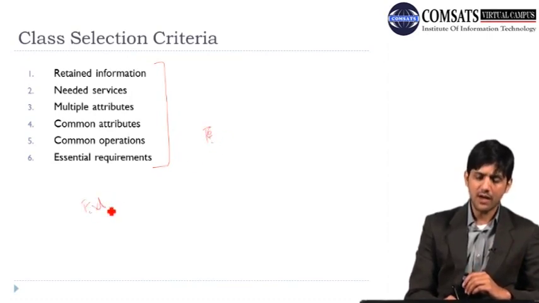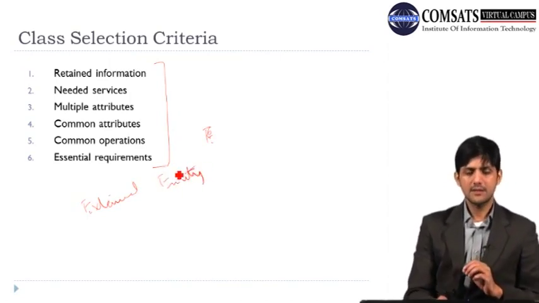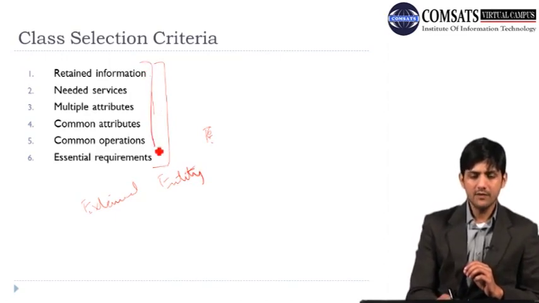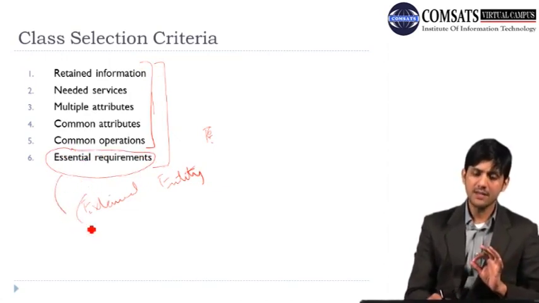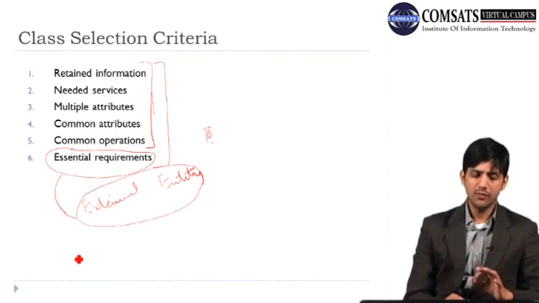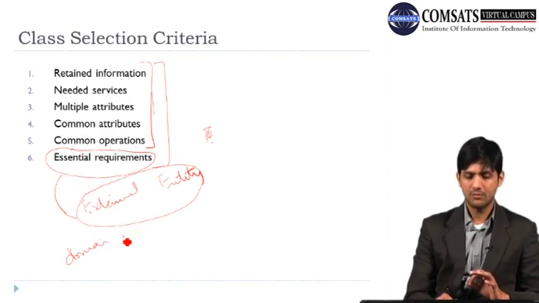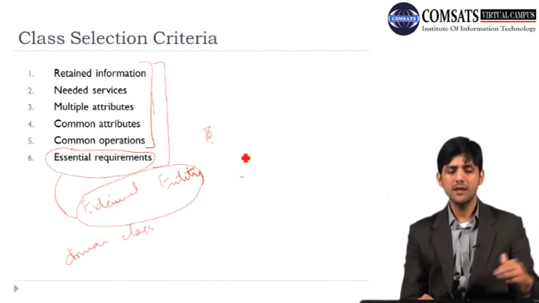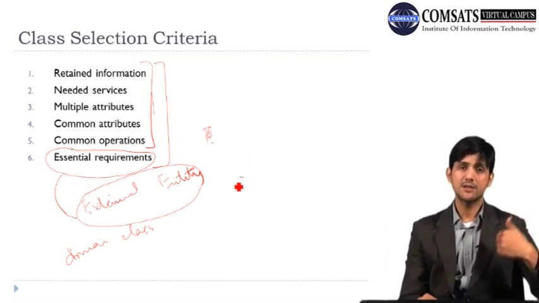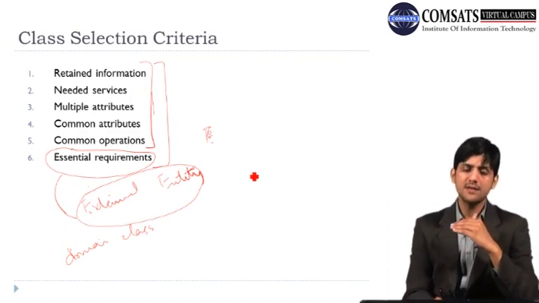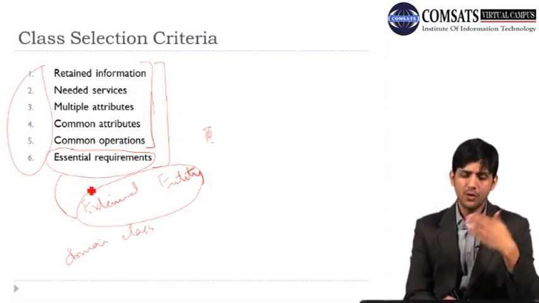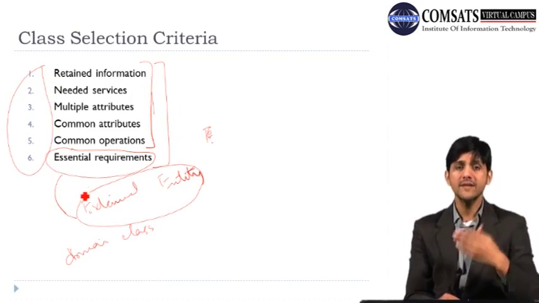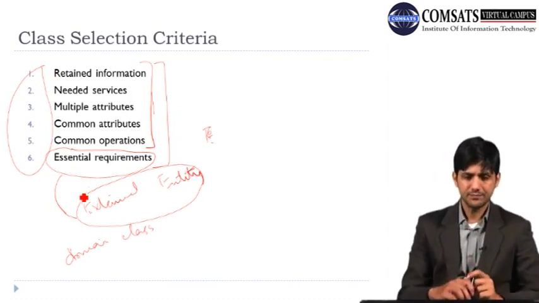So what we do is, if a potential class is an external entity and it does not satisfy any one of these 5, but it is essential to our system, then we say, okay, we will make it a domain class. So this is the only exception. Any other kind of class, for example, a thing, a role, a place, an organizational unit, if it does not satisfy any one of these 6 criteria, then we do not make it a domain class. So the only exception is the external entity, and if the external entity is an essential requirement as well.